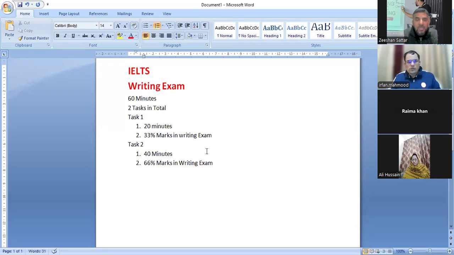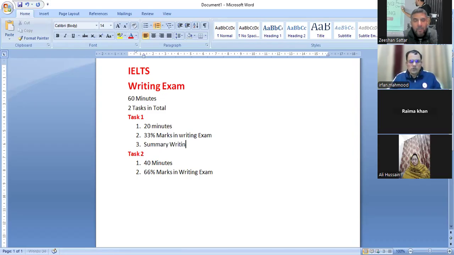So this task number 1 that I have mentioned here, and I'm going to make it a bit bold for you people for your better understandability. This task 1 in IELTS that is of 20 minutes and contributes 33% marks in total. ये task 1 जो 20 मिनट का है और 33% marks को contribute करता है, इसको कहते हैं summary writing. It is known as summary writing for the academic students.